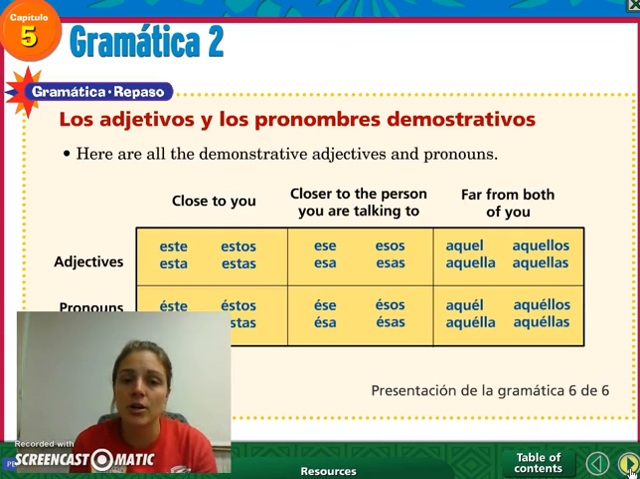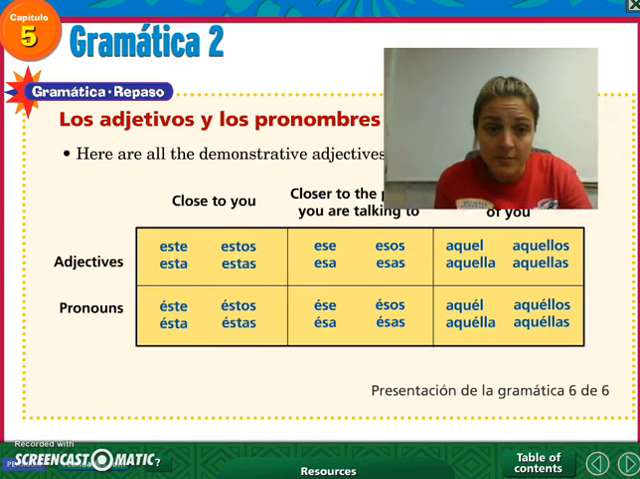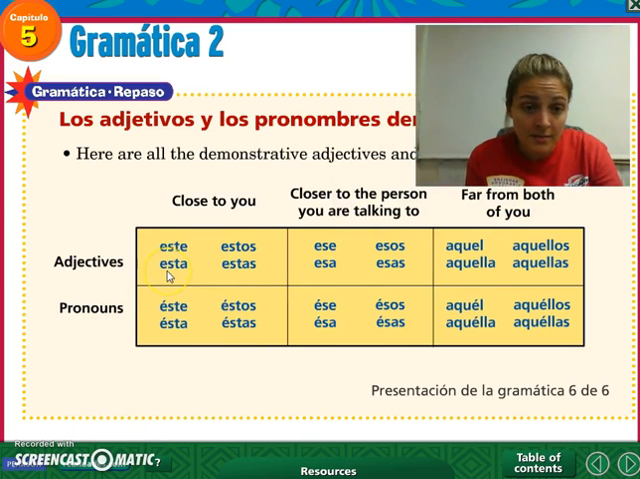All right, I know you like charts, so here's what this looks like in a chart. We have este, esta, that's masculine, feminine, for this. Estos and estas, masculine and feminine, for these. And then the pronouns of the same, just have accent marks on them.